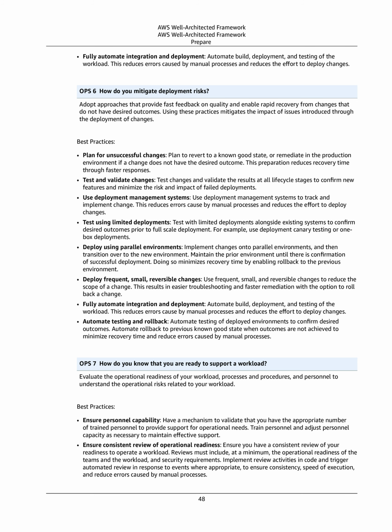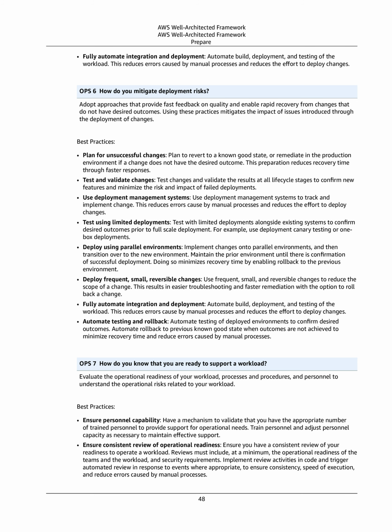OPS 7: How do you know that you are ready to support a workload? Evaluate the operational readiness of your workload, processes and procedures, and personnel to understand the operational risks related to your workload. Best practices. Ensure personnel capability. Have a mechanism to validate that you have the appropriate number of trained personnel to provide support for operational needs. Train personnel and adjust personnel capacity as necessary to maintain effective support.